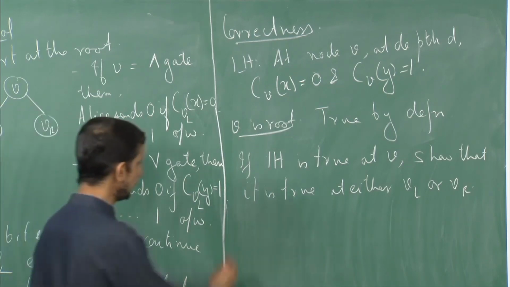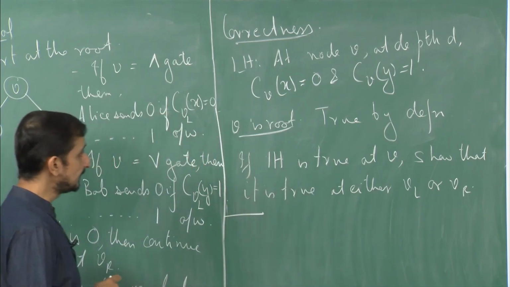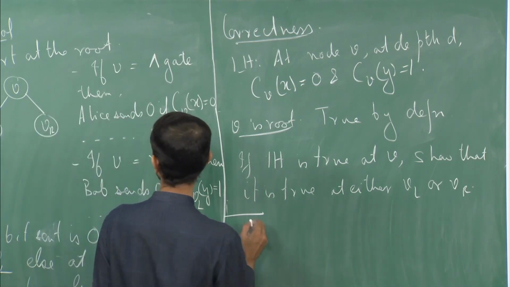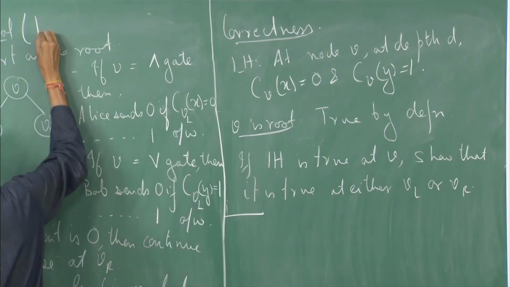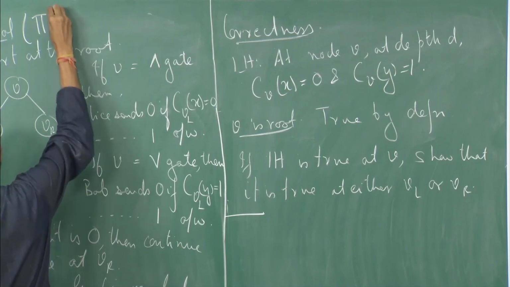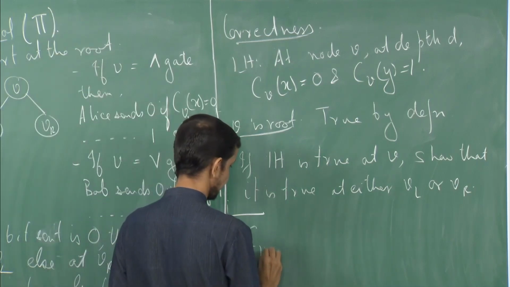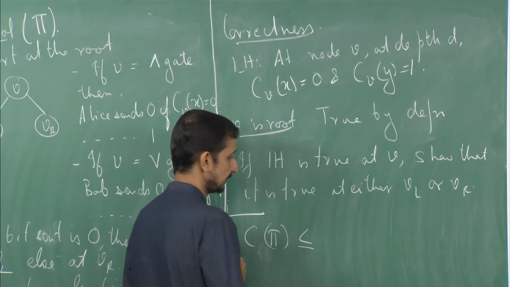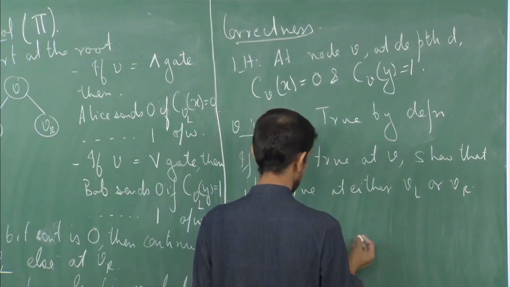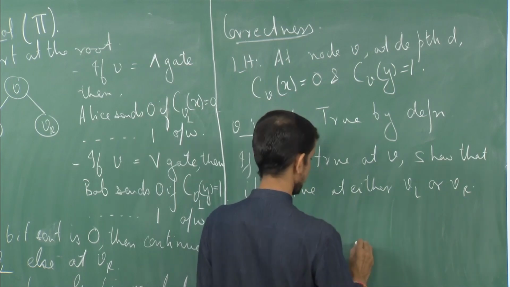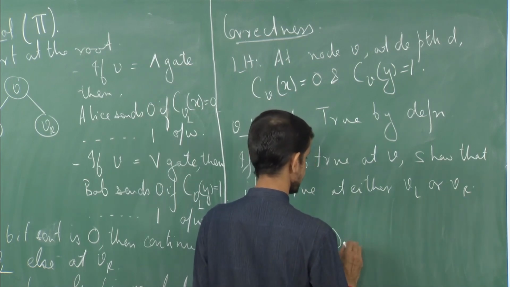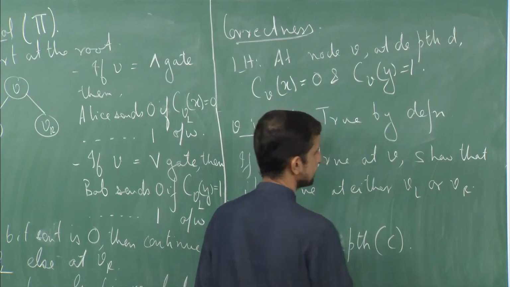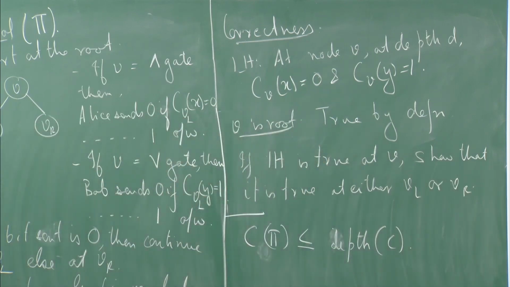Now, how many bits are communicated in this protocol? Let's give a name to this protocol. Let's call this protocol pi. So the number of bits communicated in this protocol is at most the depth, whatever the depth is.